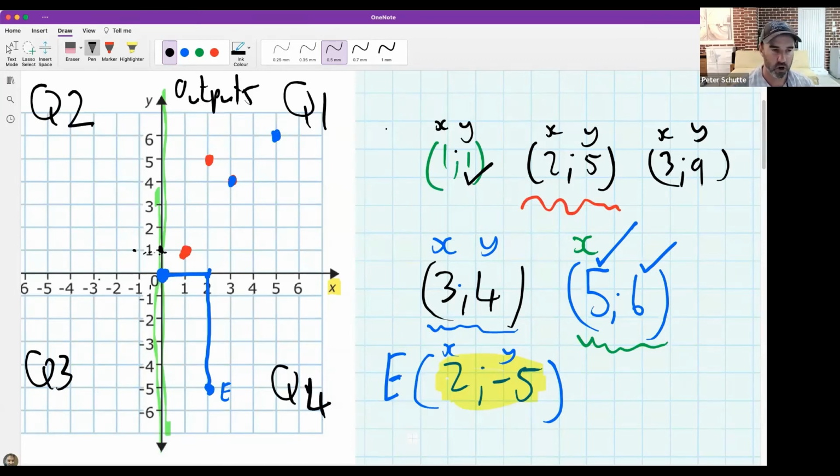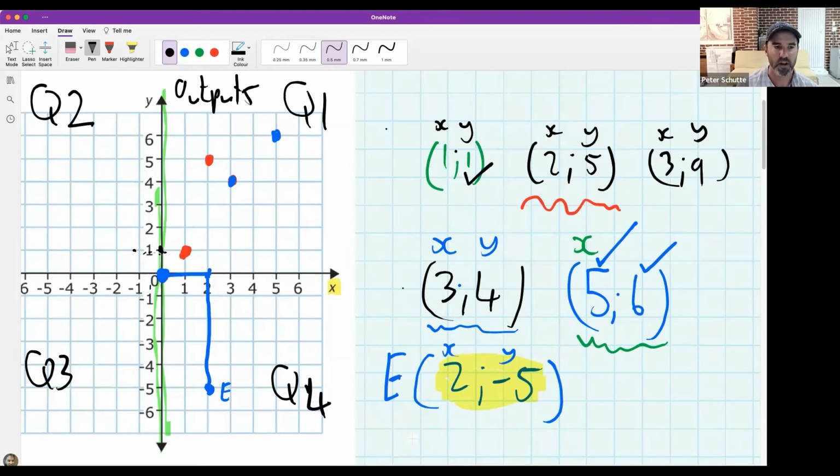So just to let you know, in terms of language, the horizontal line is the x-axis, the vertical line is the y-axis, and then they divide up the Cartesian plane into quadrants. We start on the top right-hand corner and we go anti-clockwise, and we get quadrant 2, quadrant 3, quadrant 4.